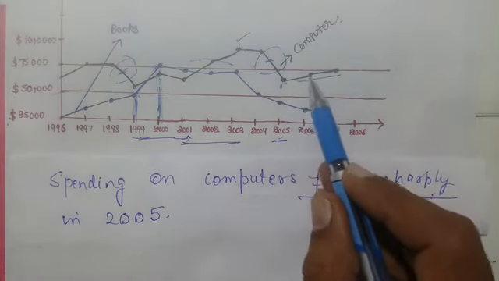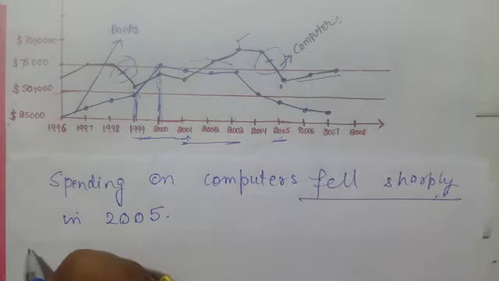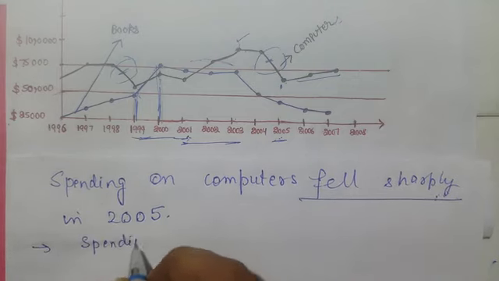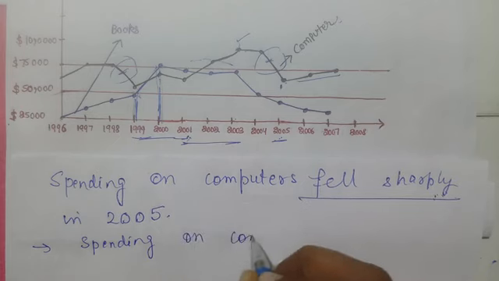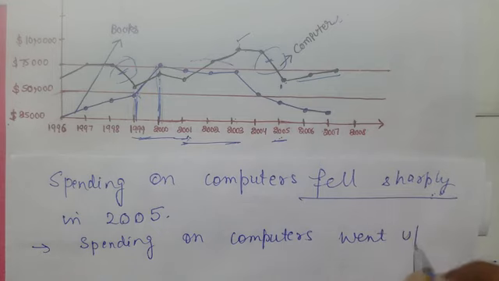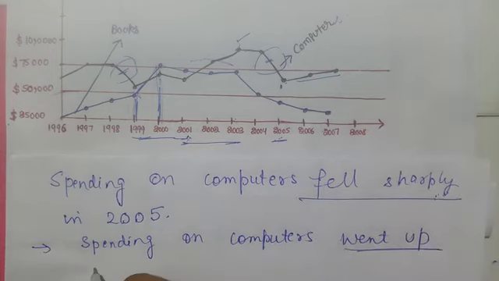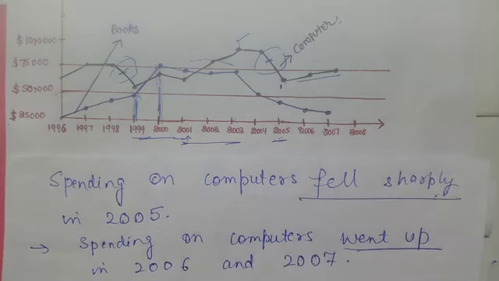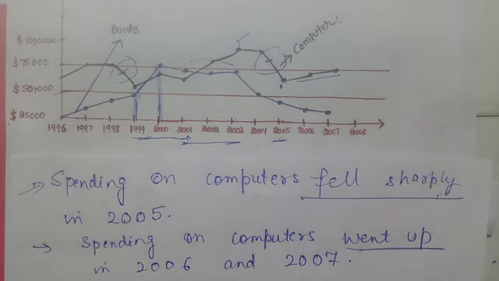Now let's go to 2006 and 7 again, computers. You can check that spending, right, it rose. So how to write this thing? Spending on computers went up in which year? In 2006 and 2007. So this is some sentence formation technique of task 1. If you write these kinds of sentences, naturally you will get a band.